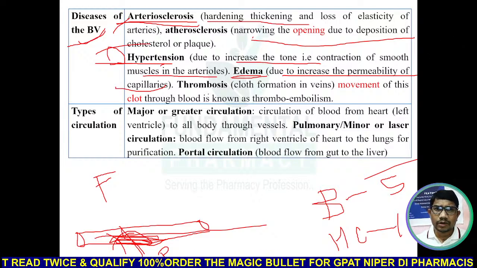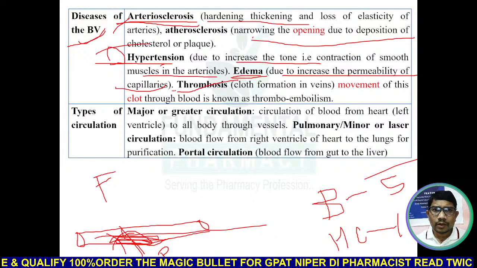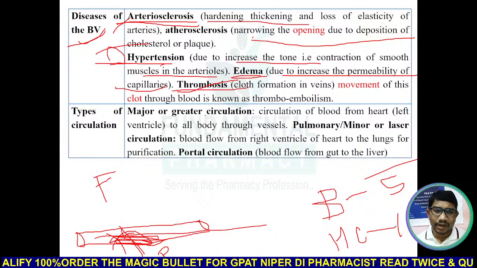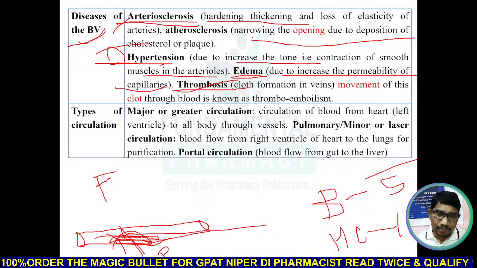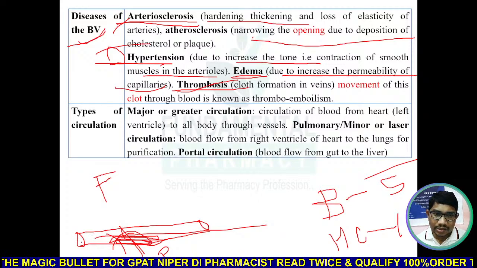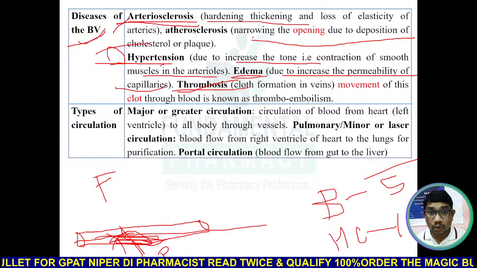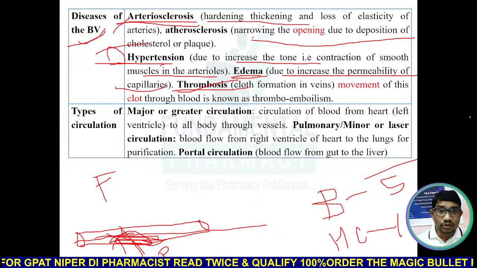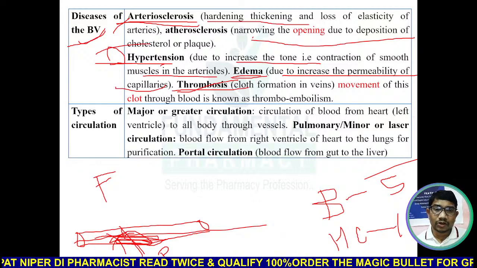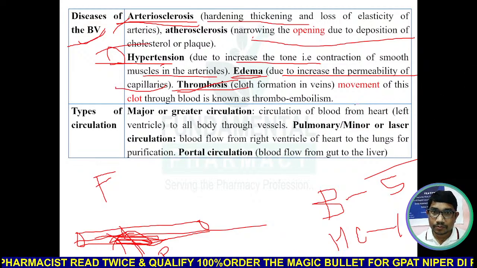Okay. Now thrombosis is a disease of your blood vessel. What is thrombosis? Formation of blood clot. As I said, here there is an atherosclerotic plaque, and the blood cells flowing over it will adhere. There might be development of a clot. So clot formation in the vein is known as thrombosis, and the movement of that clot from one place to another is known as thromboembolism.